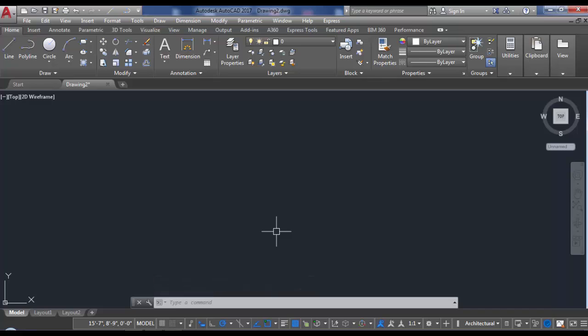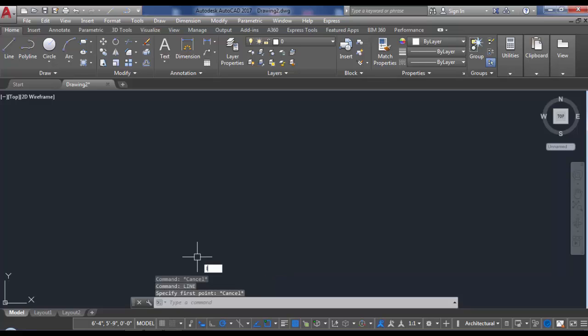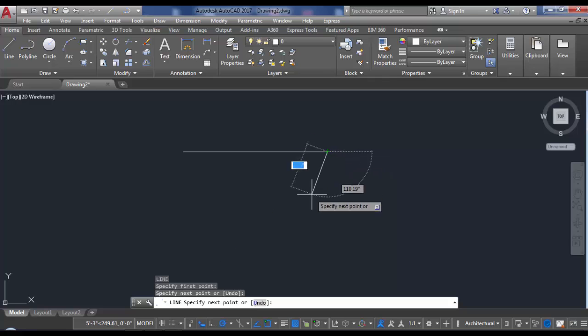So now let's go for a command. Let's go for the draw commands. If you want to draw a line, we'll go for the line command. You can type line, or simply type L, the shortcut for the line command. Then we have to specify the first point and then the second point.